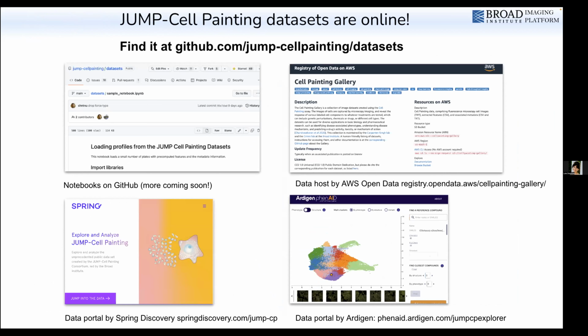There's a notebook up there on GitHub that shows you how you can access it, but there's a lot more coming up on that front. Two companies have already created data portals to browse the data, and you can check it out. The data is all hosted thanks to the generosity of the AWS Open Data program, where all 400 terabytes of this are stored.